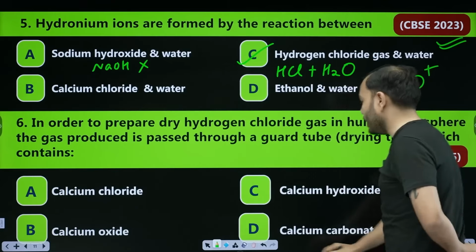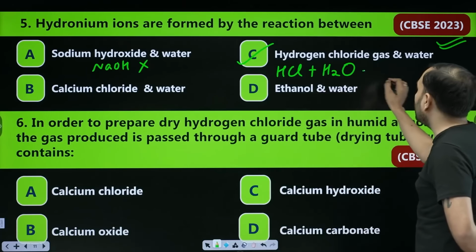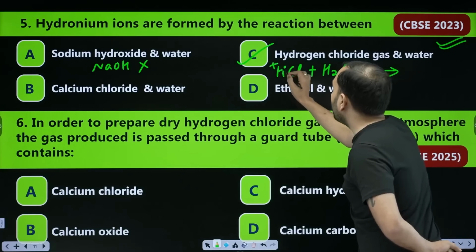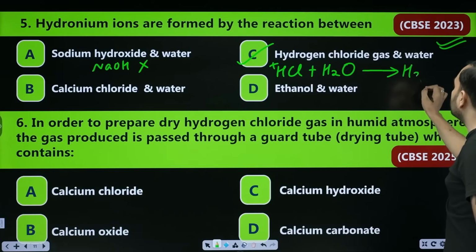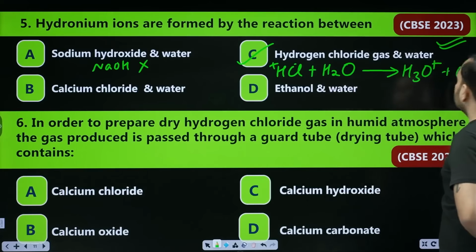Now tell me, will the hydronium ion be formed or not? HCl gas and water. What will happen? Here H plus will be released and will combine with water. What will happen? H3O plus. And what has come out of here? Cl minus. Is it clear?